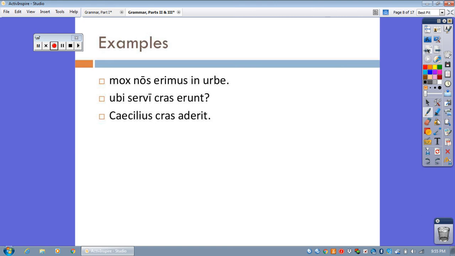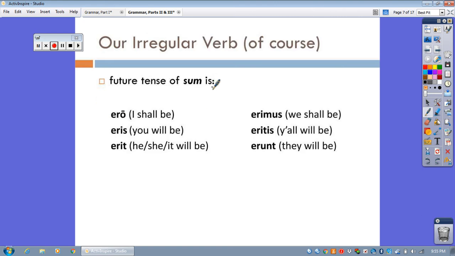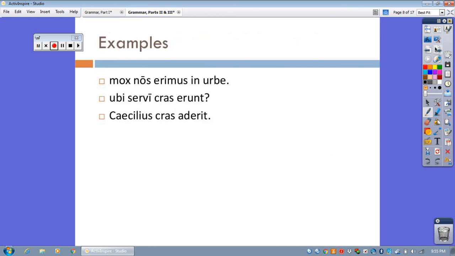And just one note, you learned the verbs adest and abest. Adest meaning is here, abest meaning is away. Those are just compound forms of that linking verb est, and so they follow the same pattern. So if you wanted to say will be here, it would be aderit. Caecilius cras aderit. Caecilius will be here tomorrow.